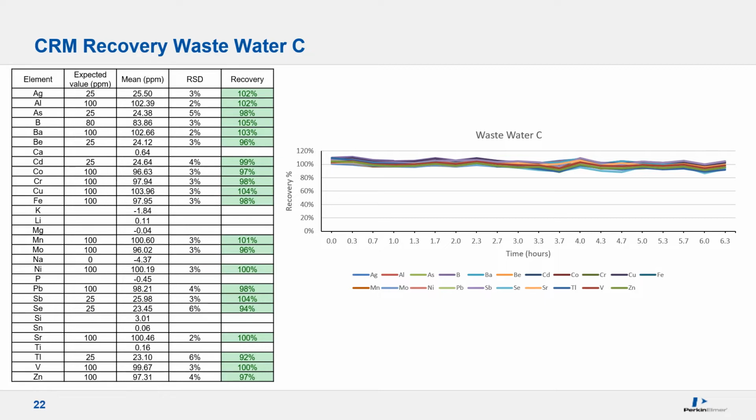On this slide, we show the first sample, which is a wastewater CRM material. The table shows the expected value in ppm, the average value of all samples run throughout the 6.5-hour time period, of which there were 20. The RSD of these values shows there is not much variance throughout the analysis.